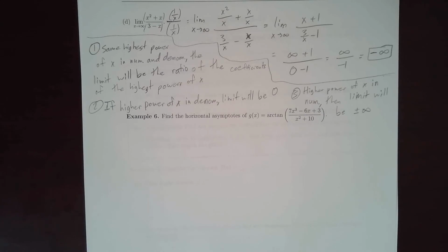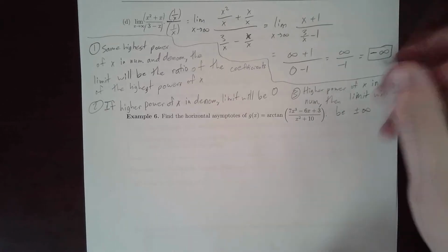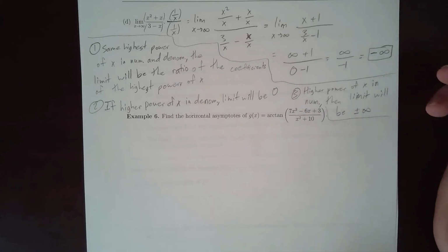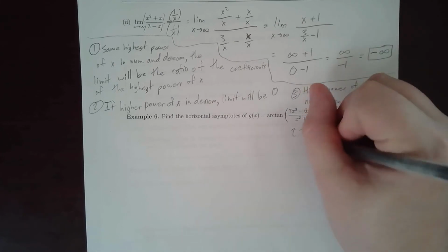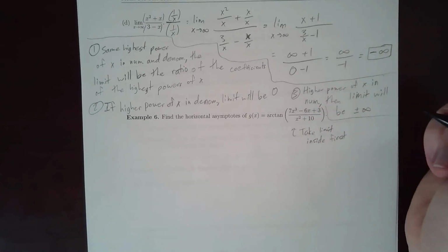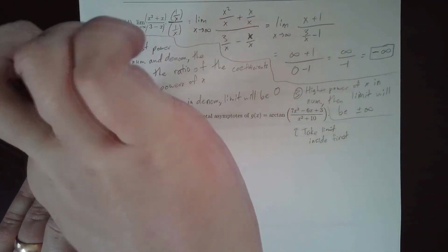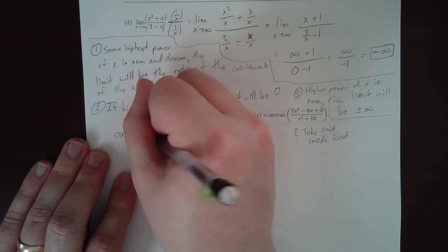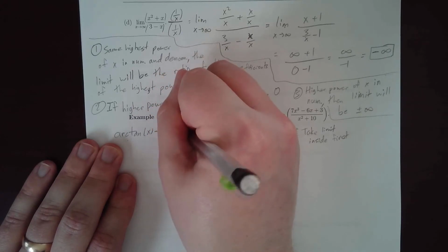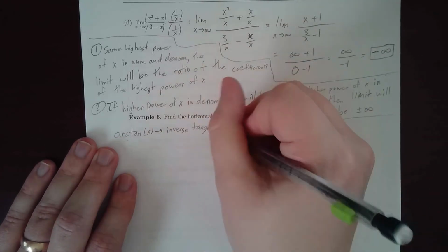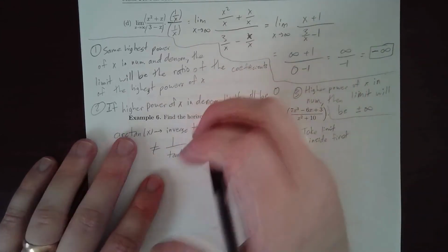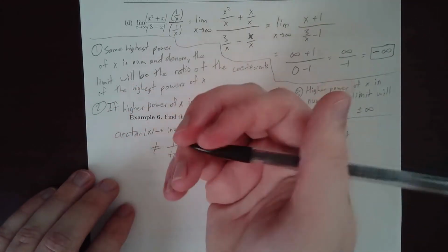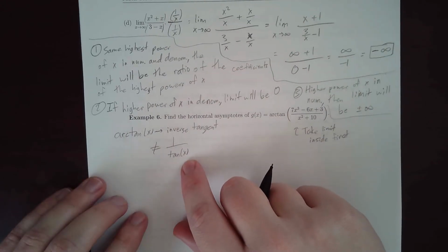Alright, so now say we wanted to find the horizontal asymptotes of g of x, which is the arctan of 7x cubed minus 6x plus 3 divided by x squared plus x. What we'll do is we'll take the limit inside first. Note that arctan of x is the inverse tangent, and it's not the same as 1 over the tan of x. Something that's confusing about this is that in other places, instead of seeing arctan, you might see tan raised to the -1 of x, but that is not the same as 1 over the tangent of x.